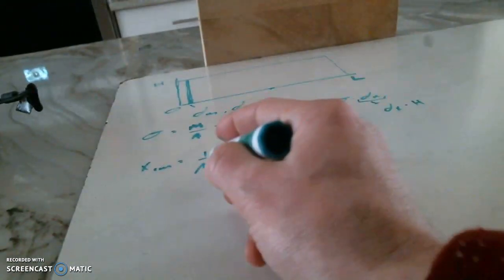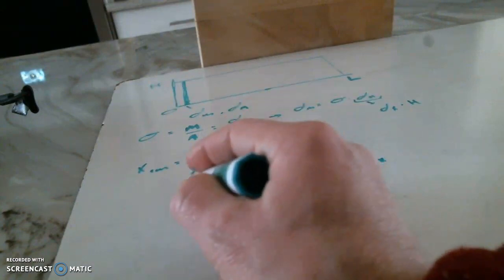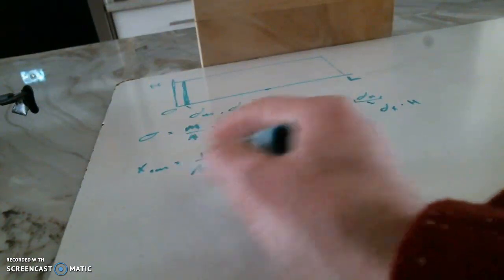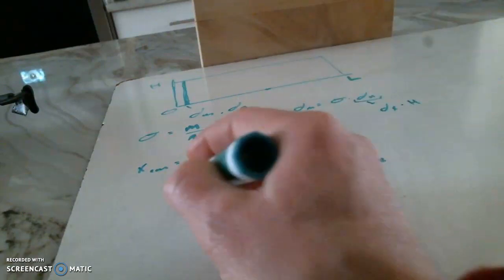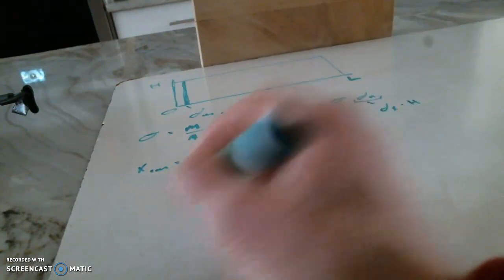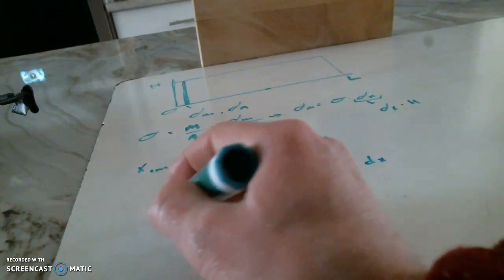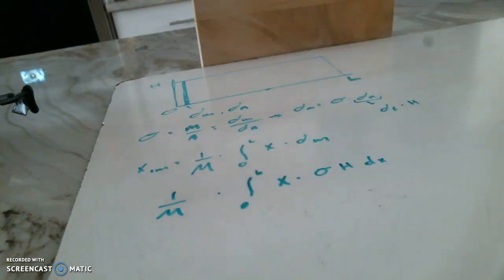Remember, this will be multiplied by 1 over the mass. Now, what I'll end up showing you is how we can simplify that 1 over the mass in terms of a density when we get closer to the end.